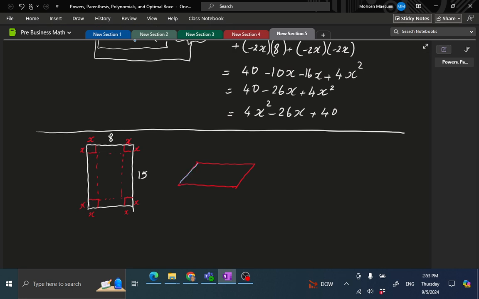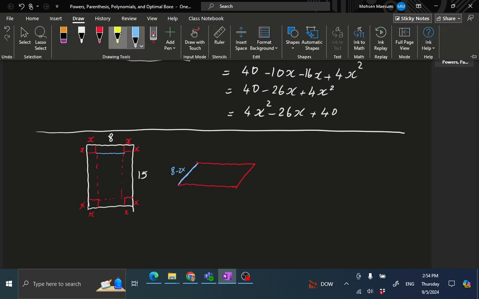What would, let's say it's here. It evaporates. So my cardboard originally was 8 inches wide. Then I'm cutting x from one side, x from the other side. So this is going to be 8 minus 2x. How about this other one? Let's color it differently.